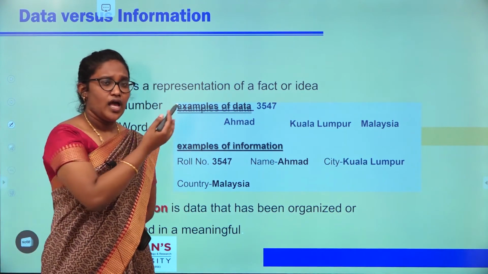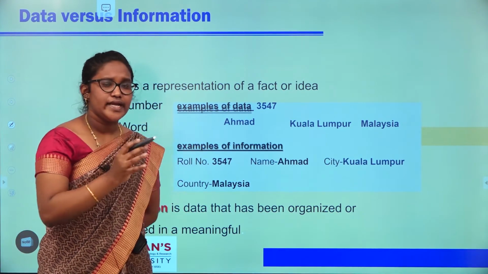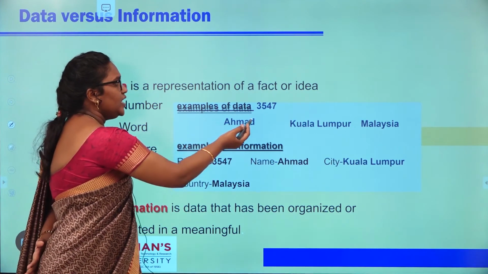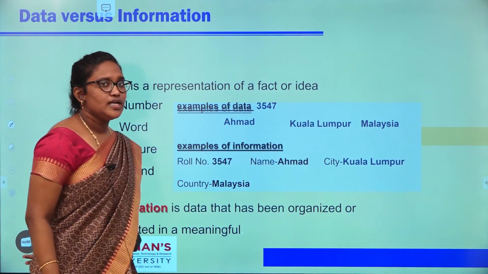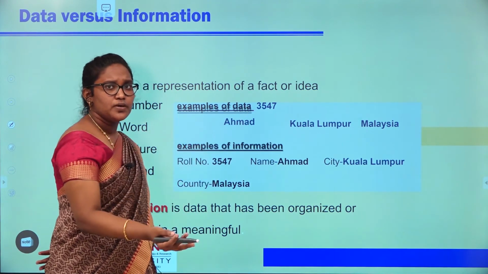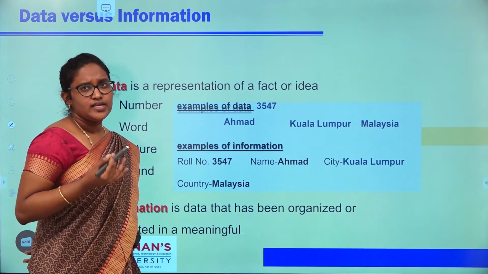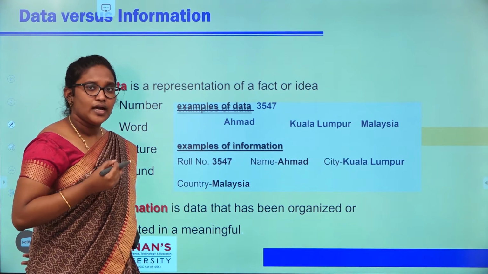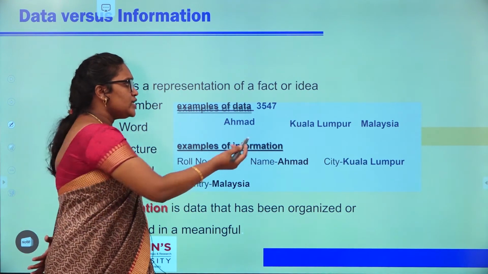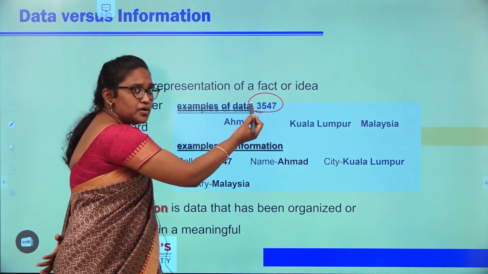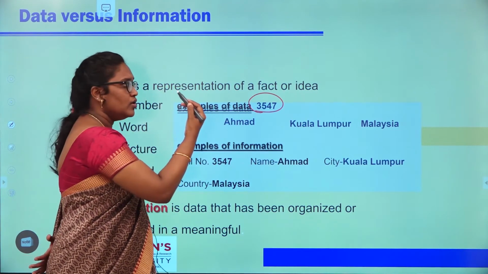For this example of data and information, we will see the example of data 3547. Does 3547 give any kind of meaning to the person who is reading it? Yes, obviously it gives meaning, but not in an understandable way. It gives meaning as it is a number which is able to be read.